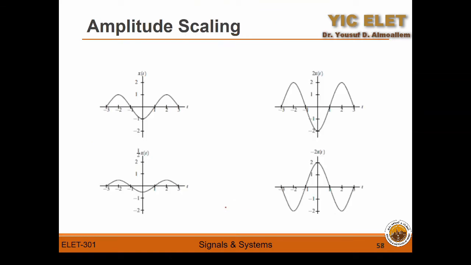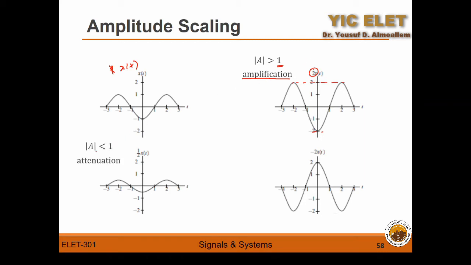So here are the three different cases. This is the signal x of t, the original signal. If we multiply it by a number whose magnitude is greater than 1, then we're doing an amplification. This was all the way up to 1 and all the way down to -1. So when we multiply it by 2, it goes all the way up to 2 and all the way down to -2. So this is an amplification transformation.